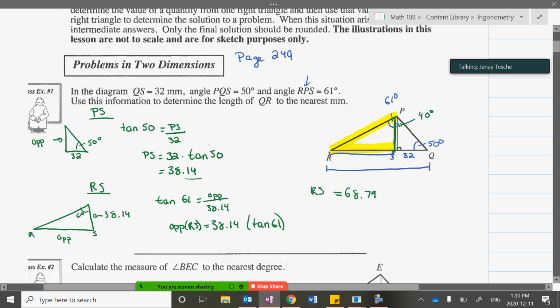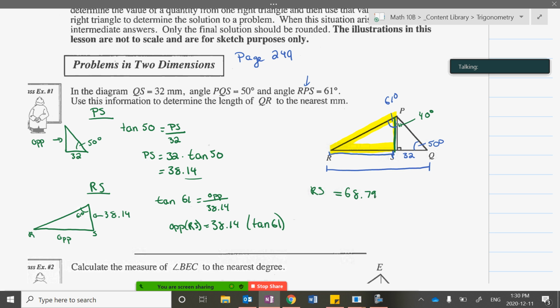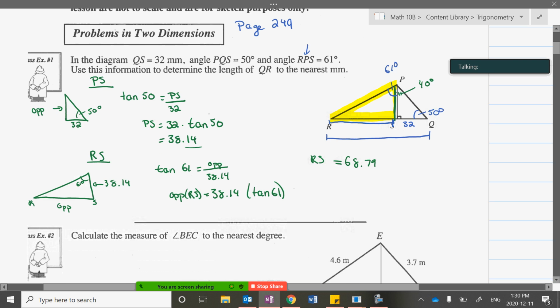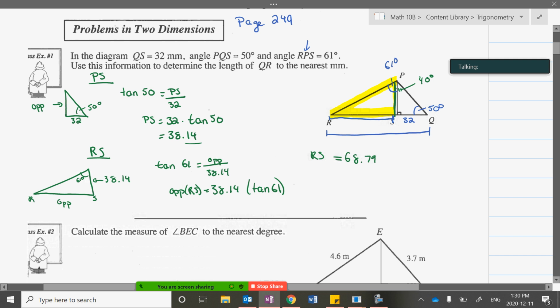Am I done? Someone be brave. Good, right on. We want to find that whole length. So we want RQ. So we have to go to the 68.79 plus 32. They say round to the nearest whole, so that's 101 millimeters.